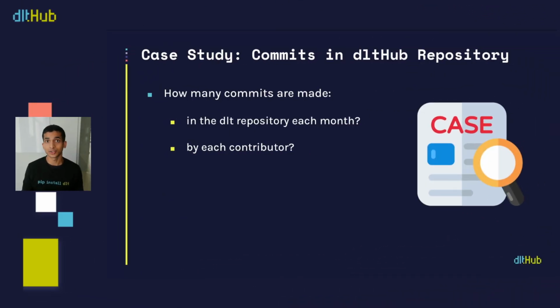I'm going to now demonstrate the first 3 steps in this workflow by performing a quick case study. In this case study, I'm going to be collecting data off our own DLT repository using the GitHub API, and I'm going to answer a very simple question. How many commits are being made in this repository? I'm going to be specifically checking how many commits are being made per month and how many commits are being made by each contributor. So let's get started.